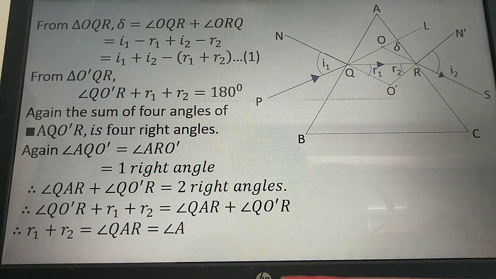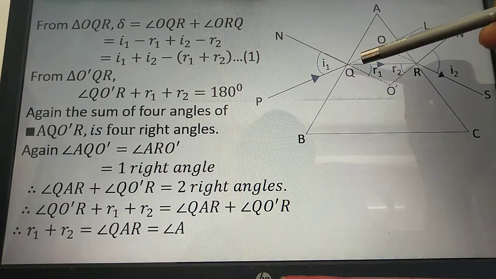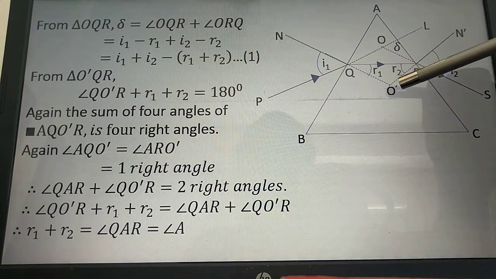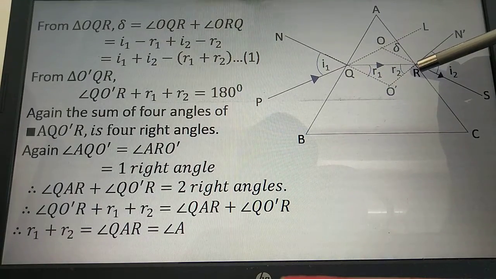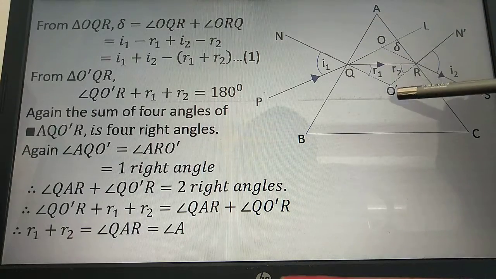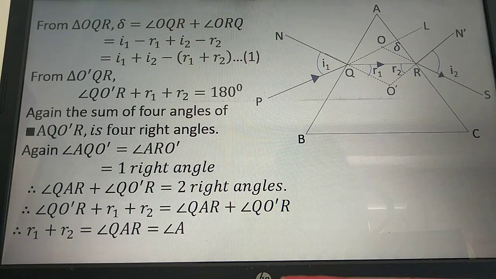Now we come to the triangle O prime QR. In this triangle QO prime R, the angle plus R1 plus R2 is equal to 180 degrees, because the sum of the three angles of a triangle is 180 degrees. Again we come to the quadrilateral AQO prime R. The sum of the four angles of a quadrilateral is four right angles.